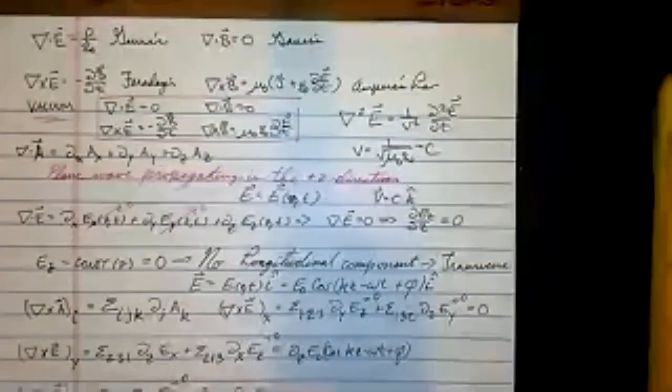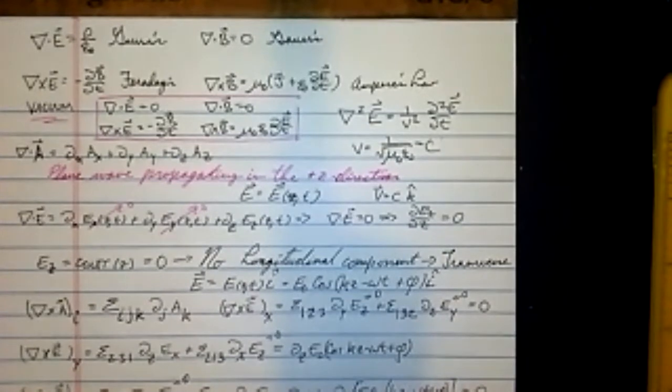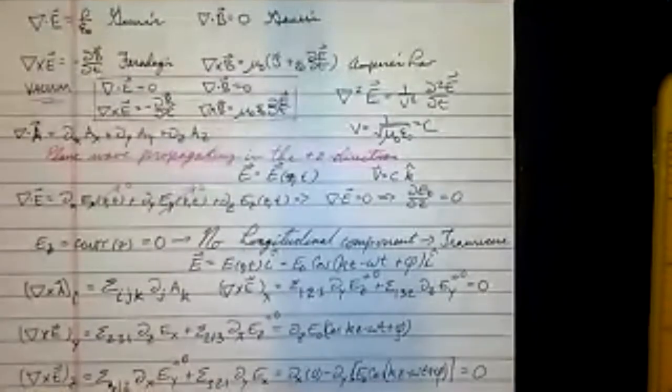So I'm going to get the partial with respect to x of 0 minus the partial with respect to y of E0 cosine, let's make this a square bracket, [kz minus omega t plus phi], in parentheses, in the square bracket. And of course, the derivative of this is also 0. So now we've got the left-hand side of the curl, which hopefully y'all didn't miss too much of that as it slid down below the screen.